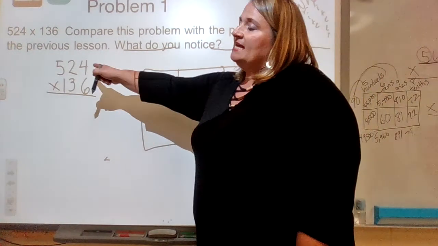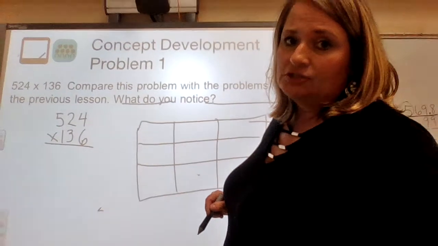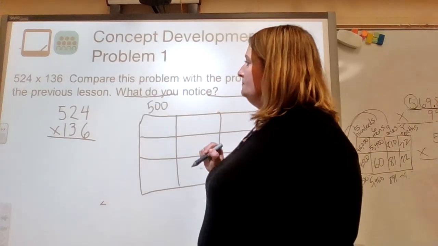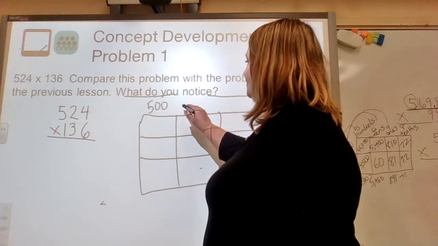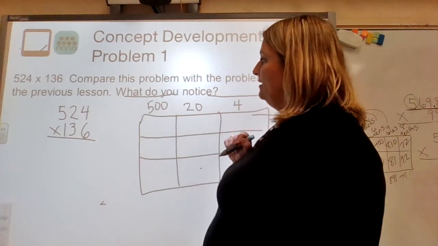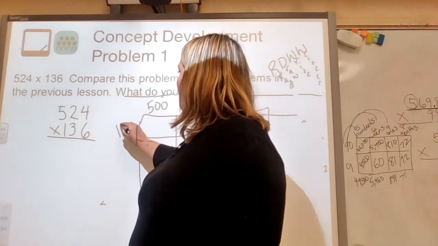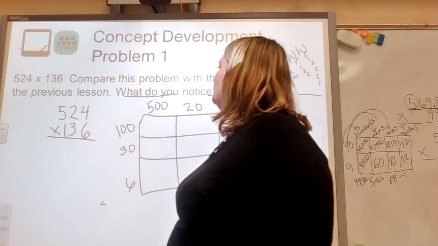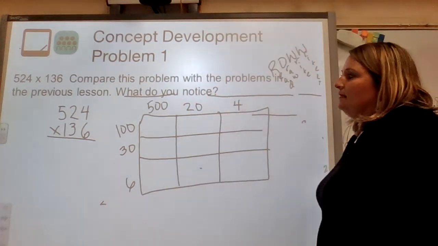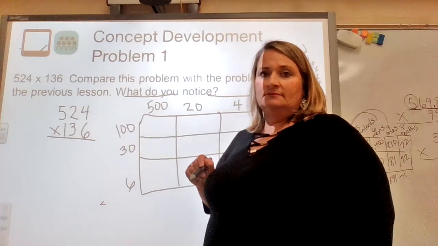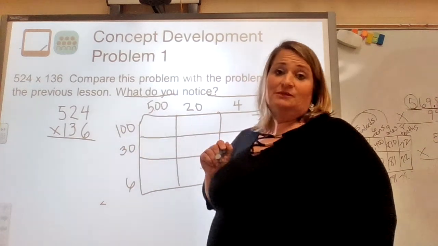So I'm going to take the value of the first number. So I have 5 hundreds. I have 2 tens, which is 20. I have 4 ones, which is 4. Here I have 100. I have 3 tens, which is 30. I have 6 ones, which is 6. Okay, this is just like saying 5 times 1 and 100 times 100.